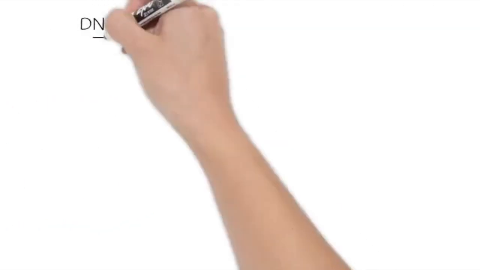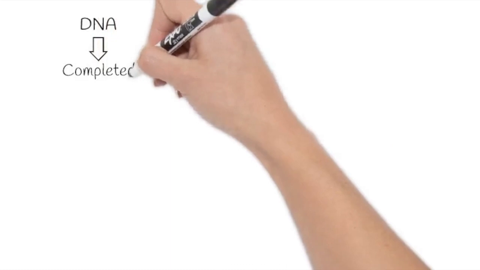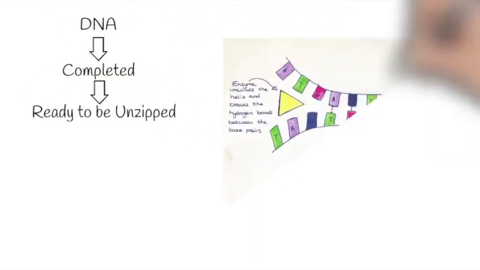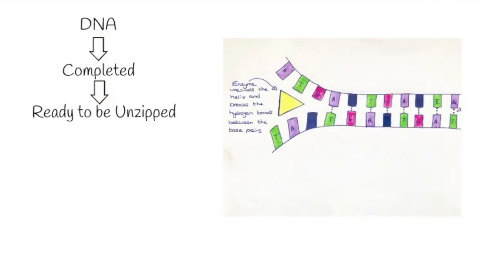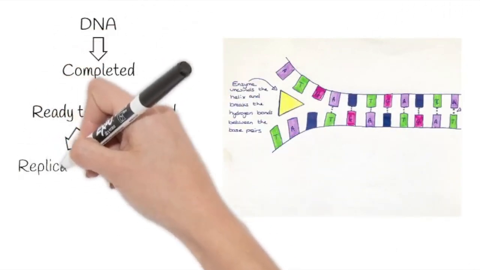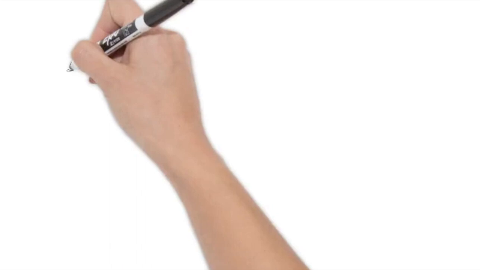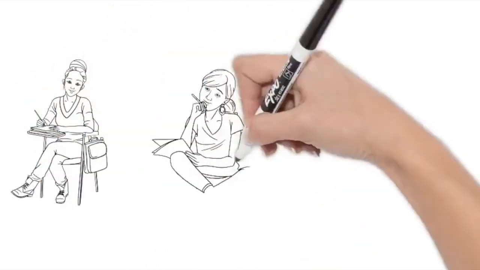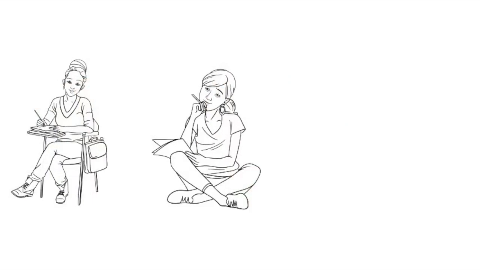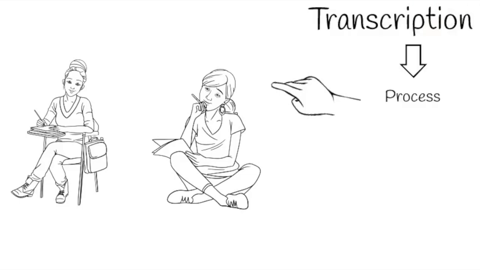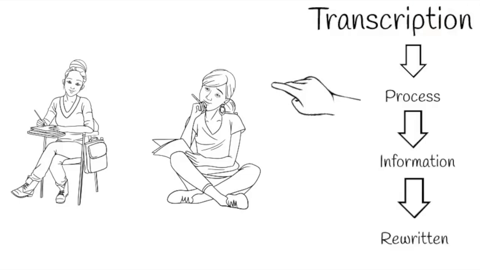Once the DNA structure is completed, it is then ready to unzip and split in the middle to create a single strand to proceed to its next function of replication. However, another process is transcription that we will look into next. Have you ever had to transcribe something? Maybe you took notes in class, then rewrote them neatly to help you review? As this example shows, transcription is a process in which information is rewritten.